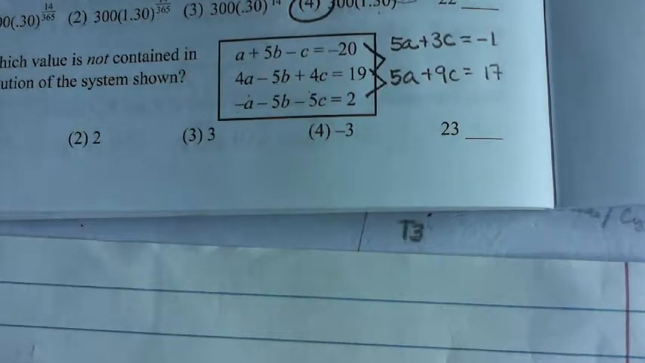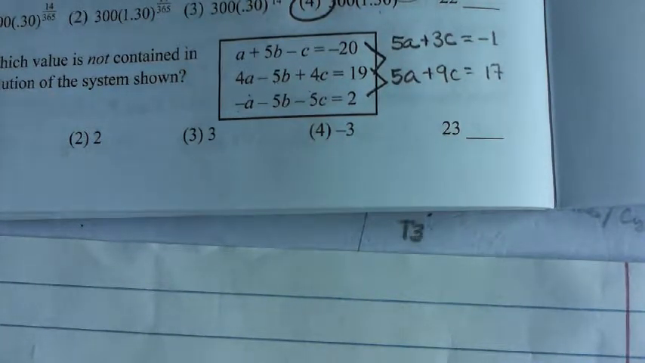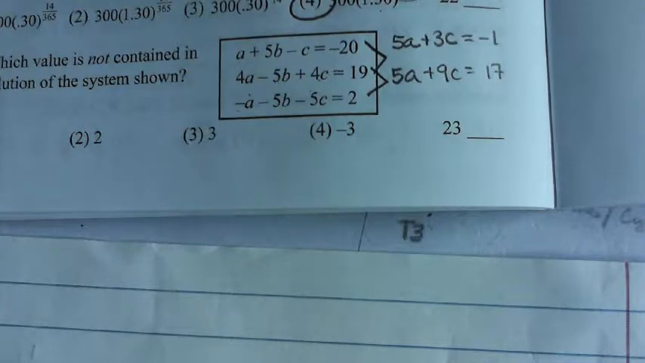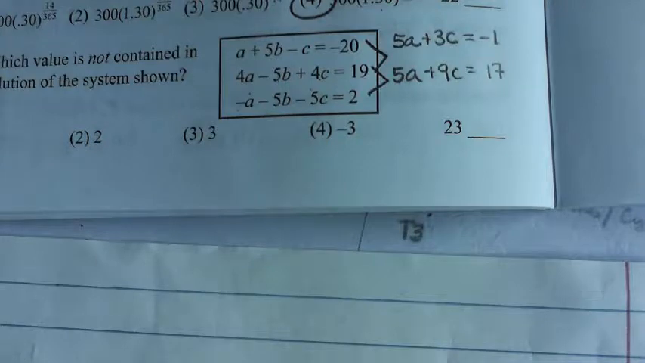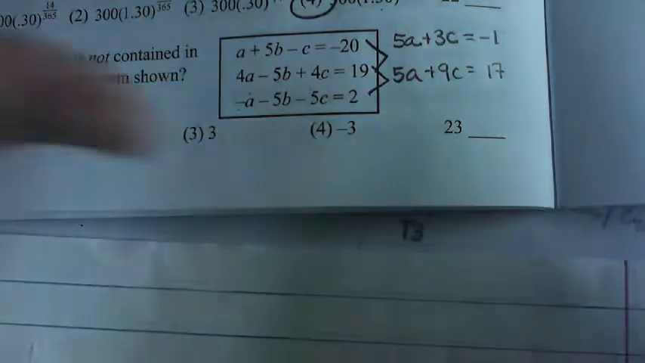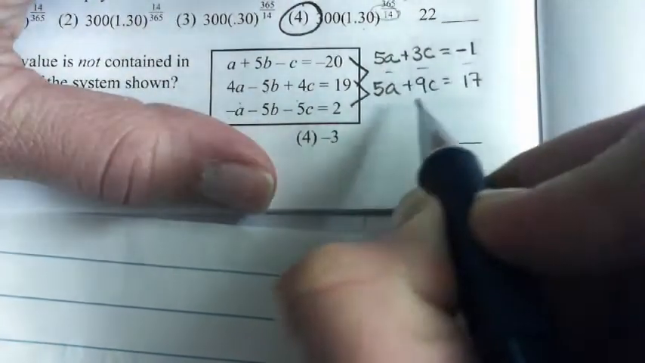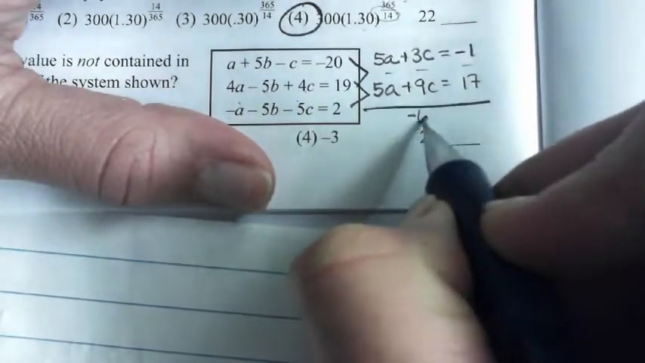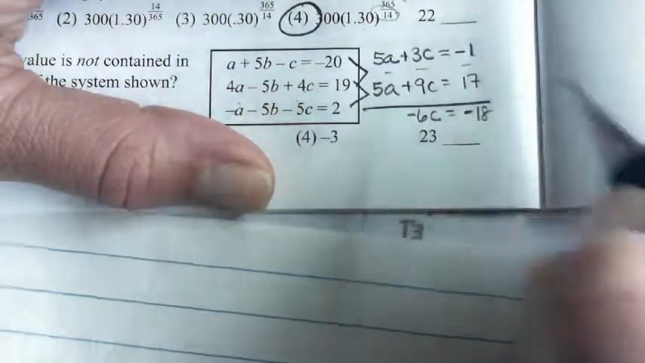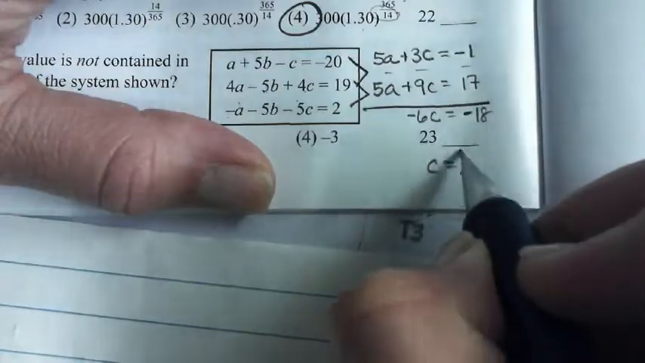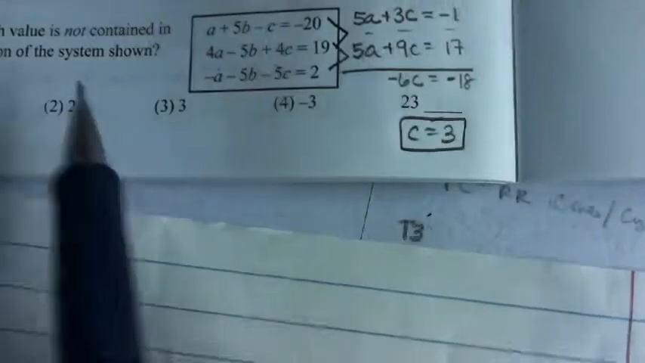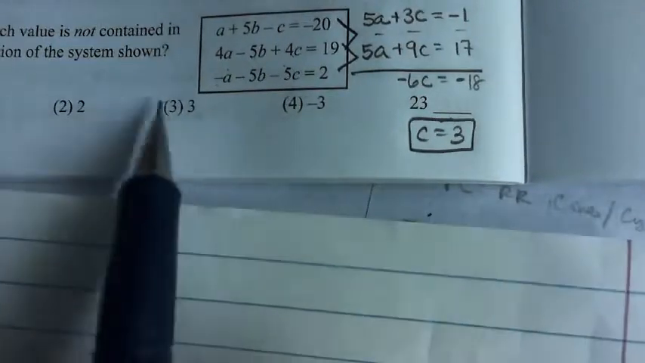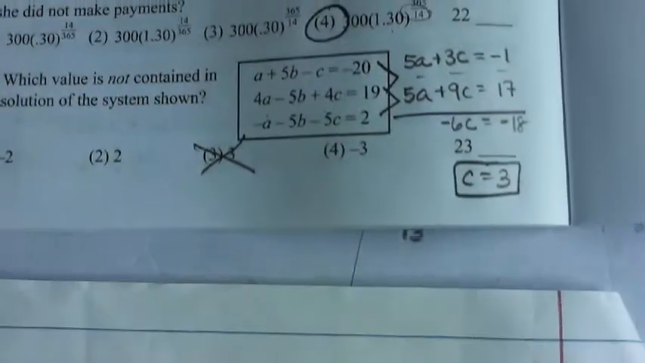What am I going to eliminate next, Kaylee Smith? The A's, because they're already the same. This is lovely. By addition or subtraction? Subtraction. So subtract, subtract, subtract. We're going to get negative 6C equals negative 18. So C is 3. So which value is not contained? So 3 is contained, so that's not it.